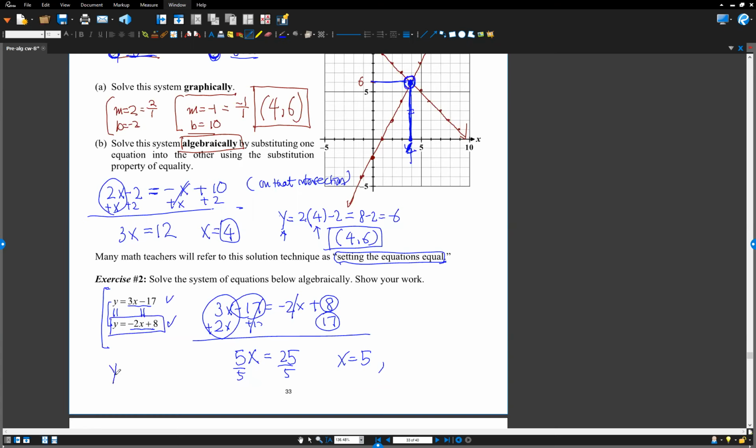The value of y when x is 5. What is this? Negative 2 times 5 is negative 10, plus 8 equals what? Negative 2, right? When x is 5, y is negative 2. The solution is 5 and negative 2.